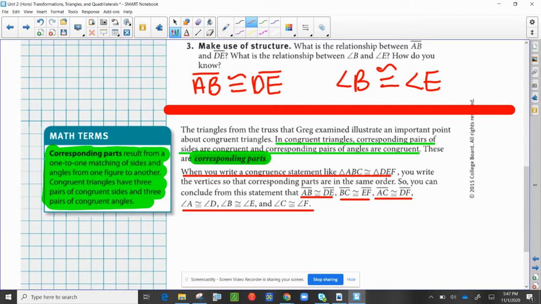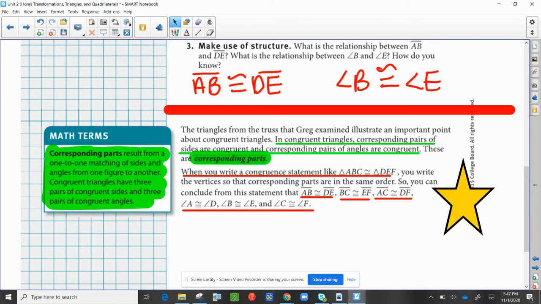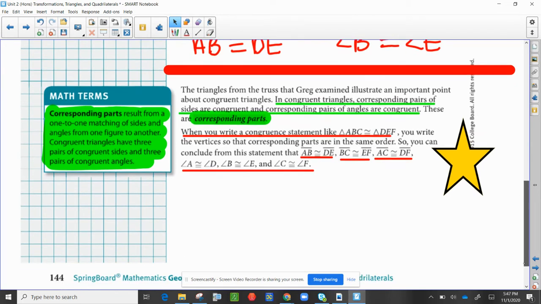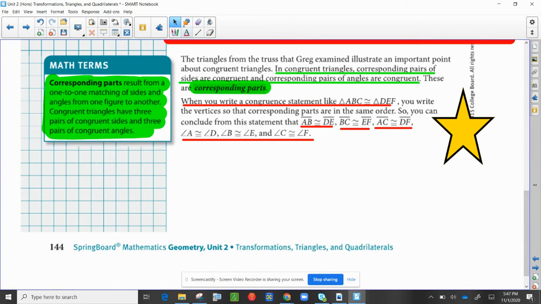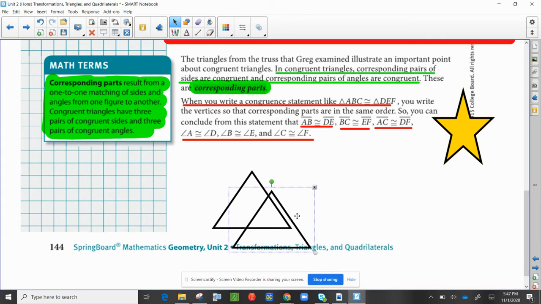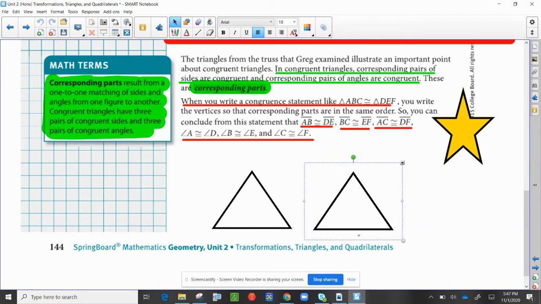So the big key of today's notes is this last paragraph here on this page, okay, which talks about the congruence statements. So when you write a congruence statement like triangle ABC is congruent to DEF, so maybe I'll make a couple triangles here. So there's a triangle, and then I'm going to clone him so they're the exact same triangle.